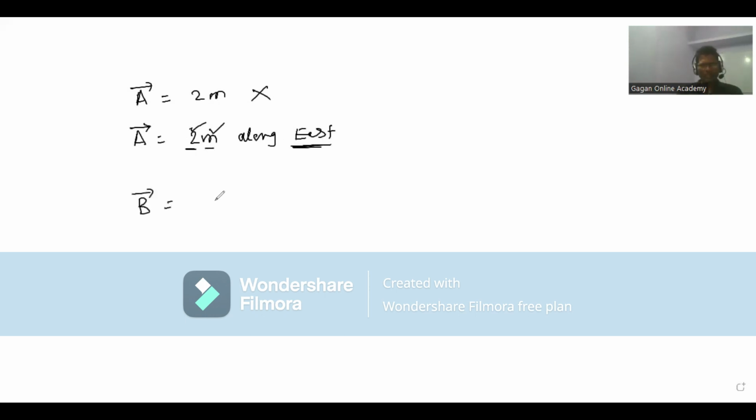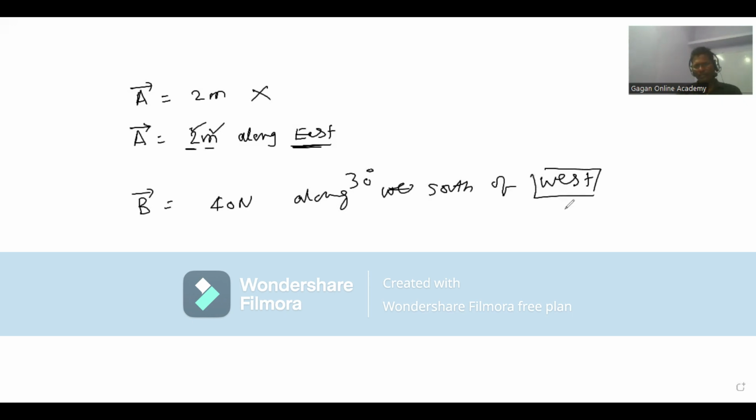Vector B is given as 40 Newton along 30 degree south of west. So whenever you are given south of west, east of north like that, what comes after the word 'of' is the west here. This you have to take as the reference point.